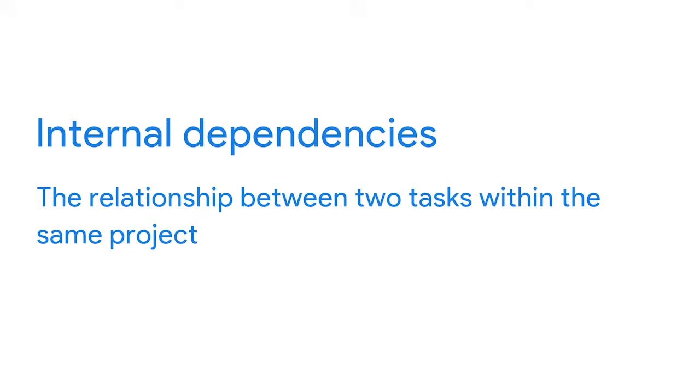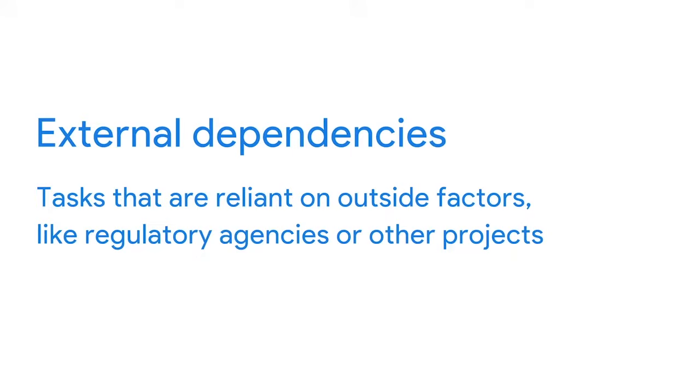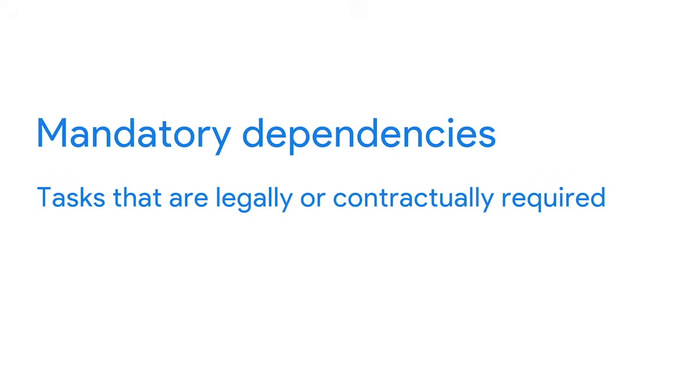External dependencies, on the other hand, refer to tasks that are reliant on outside factors, like regulatory agencies or other projects. For instance, if a construction company is scheduled to demolish a building site, they'll have to wait until their project is approved by the city. External dependencies aren't always in the project manager's control, but it's important to be aware of them so that the project stays on track. Mandatory dependencies are tasks that are legally or contractually required.